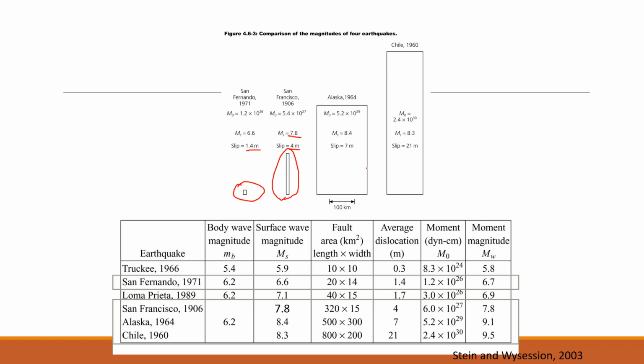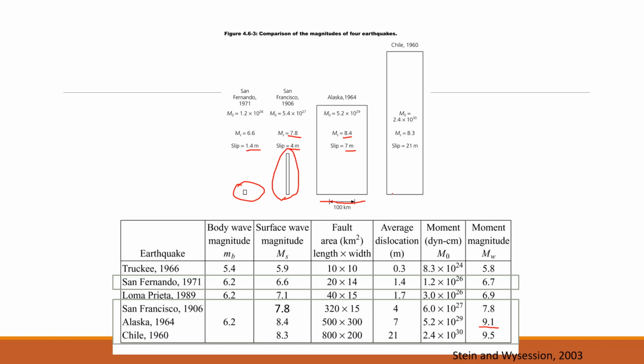If we look at these 2 largest recorded earthquakes, this box represents how big Alaska was. It was more than 100 kilometers wide. It slipped 7 meters. Remember, a meter's about 3 feet, so that's 21 feet. That's a lot of slip. So the surface wave magnitude is 8.4. In reality, it's in the 9s.